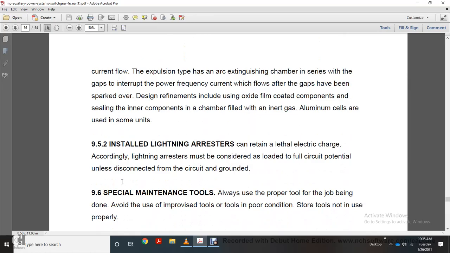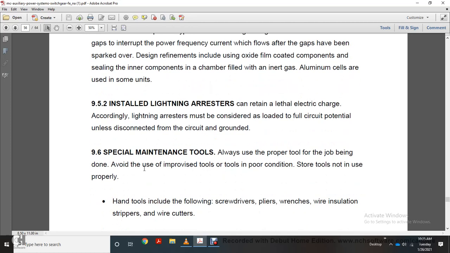9.5.2 Installed lightning arresters. Certain arresters can retain a lethal electrical charge. Accordingly, lightning arresters must be considered loaded with full circuit potential unless disconnected from the circuit and grounded. Special maintenance tools.